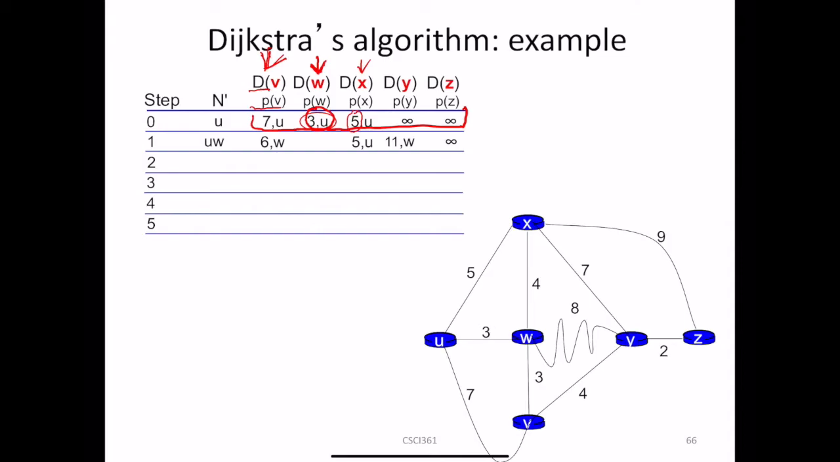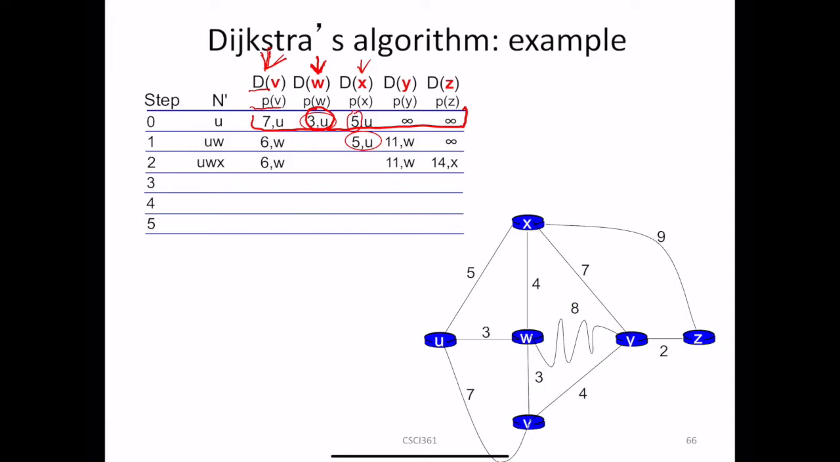Among the 6W, 5U, 11W, and infinity, the smallest or minimum number is 5. Therefore, we can add X into N prime. Then inside N prime, we have U, W, and X. So we only need to check V, Y, and Z with X.